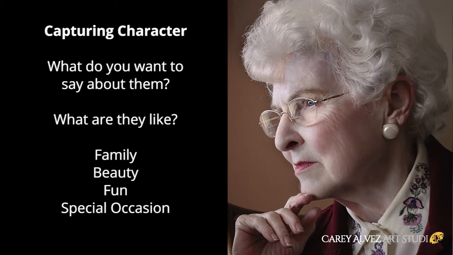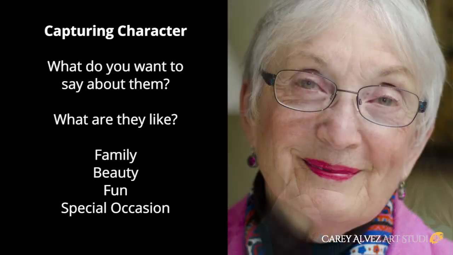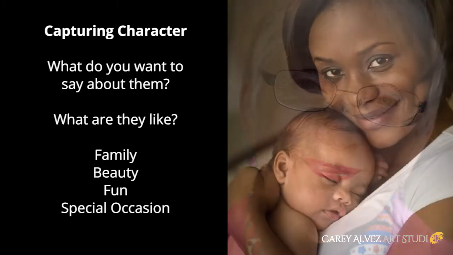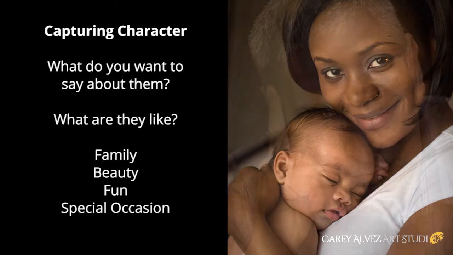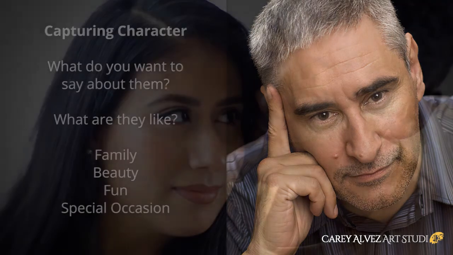Let's take a closer look at each one of these 4 characteristics. First, let's talk about capturing character. What do you want to say about this person? And what kind of an individual are they? Is this image going to be about family, beauty, fun, or to express an accomplishment or capture a special occasion around this person? Try to say something about the personality of the subject.